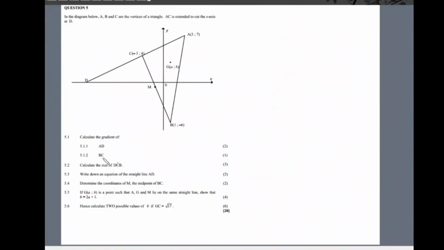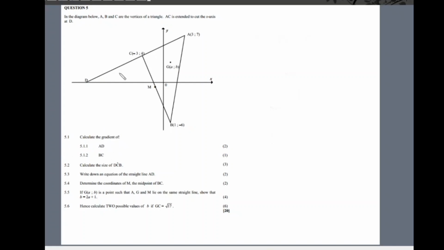Hello everyone. Welcome to another revision lesson where we discuss the solutions to question 5 of analytical geometry. Here we have a diagram where A, B, and C are the vertices of a triangle. AC is extended to cut the x-axis at D. So 5.1, calculate the gradient of AD and the gradient of BC.